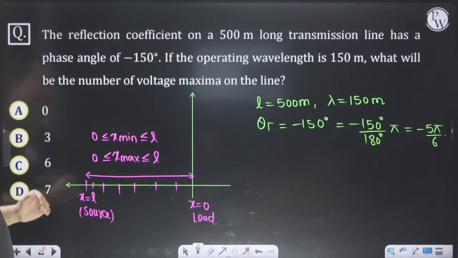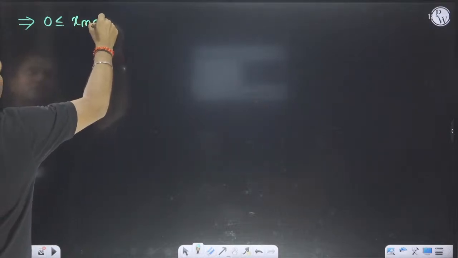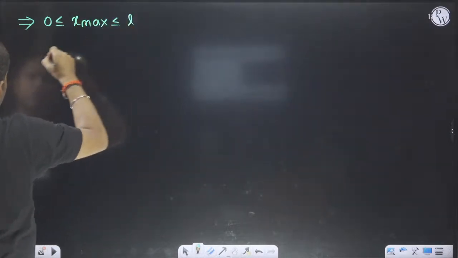So we will do it this way, and in that way you will make no mistake. This one is 0 and this one is x max. If they ask for maxima, it is 0 to L.